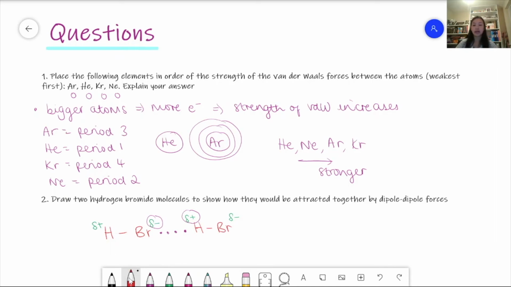And what I was saying before was that if, for example, we had hydrogen bromide like this, but one of the hydrogen bromides was like this, and these were delta negative, delta positive, then this one would rotate in order to make this configuration so that they would be attracted to each other.